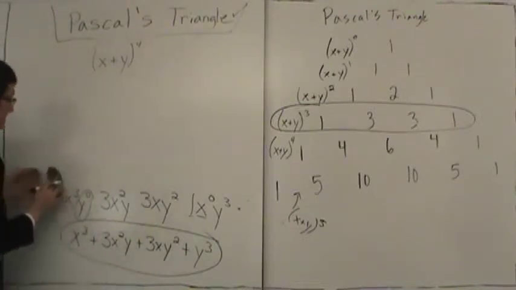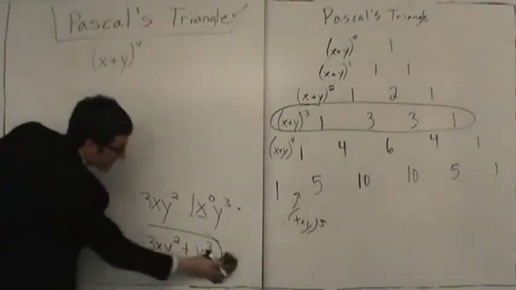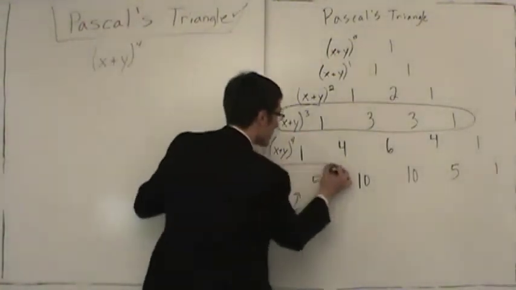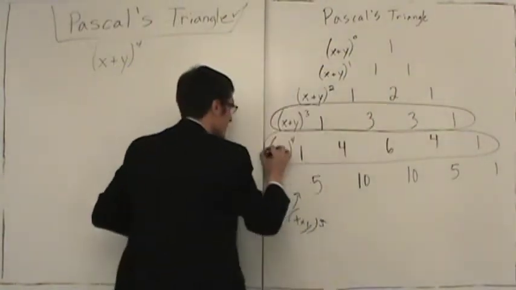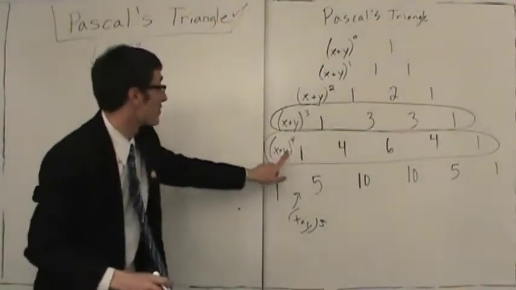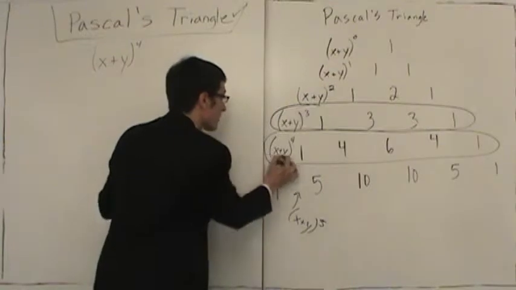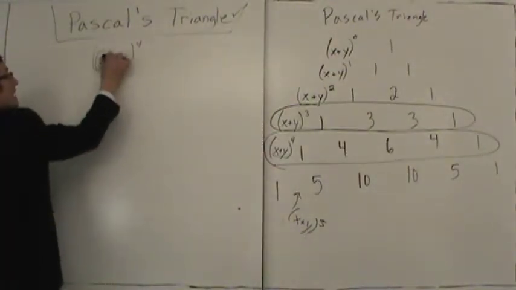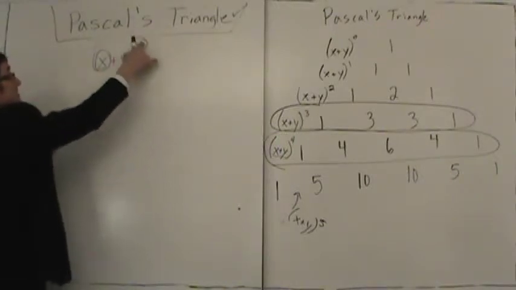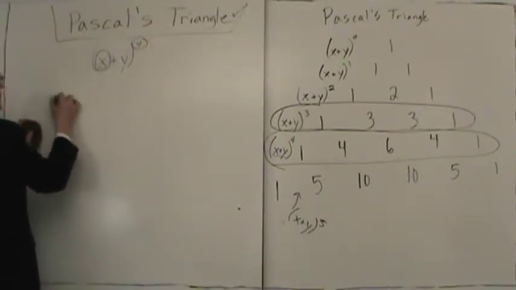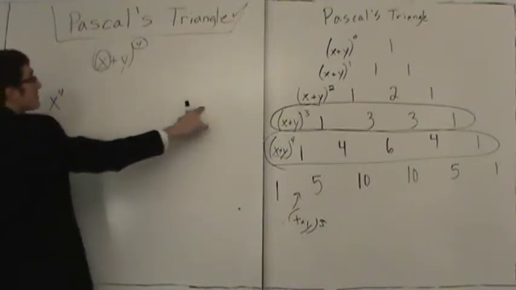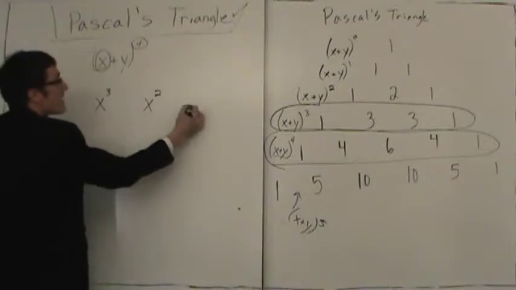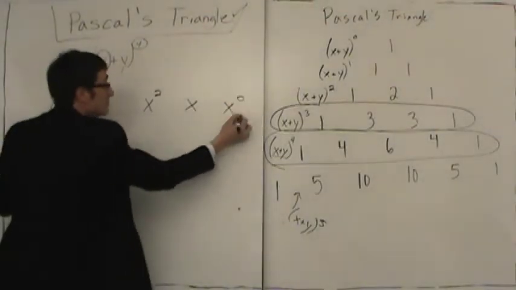Okay, so how do we do this? Well, we look at what row we are in Pascal's triangle. We're in the fourth row. So we're going to start with the x plus y quantity to the fourth. We're going to start with our variables. The first variable is x, so we're going to start with the largest degree of x. Since this is fourth degree, we're going to say x to the fourth and go all the way down to zero. So we have x to the fourth, x to the third, x squared, x, and x to the zero.